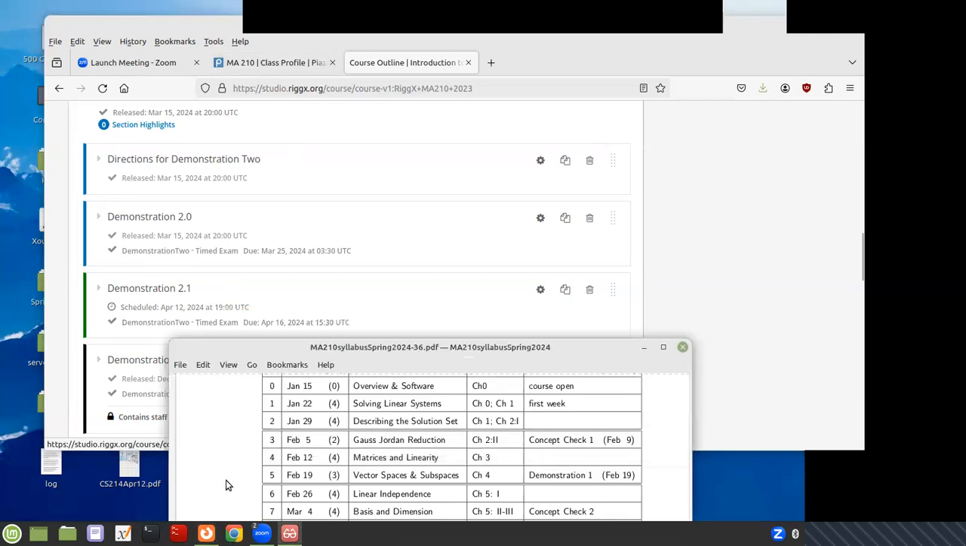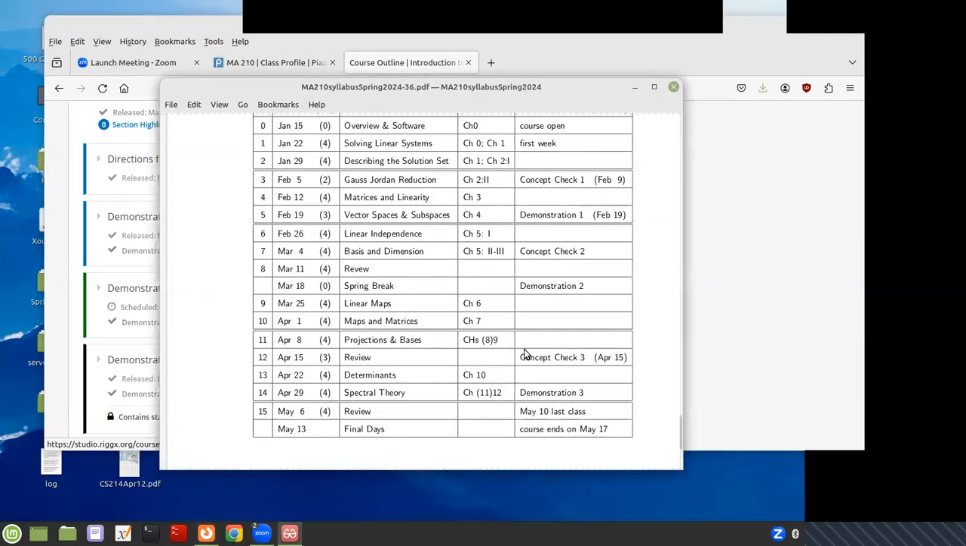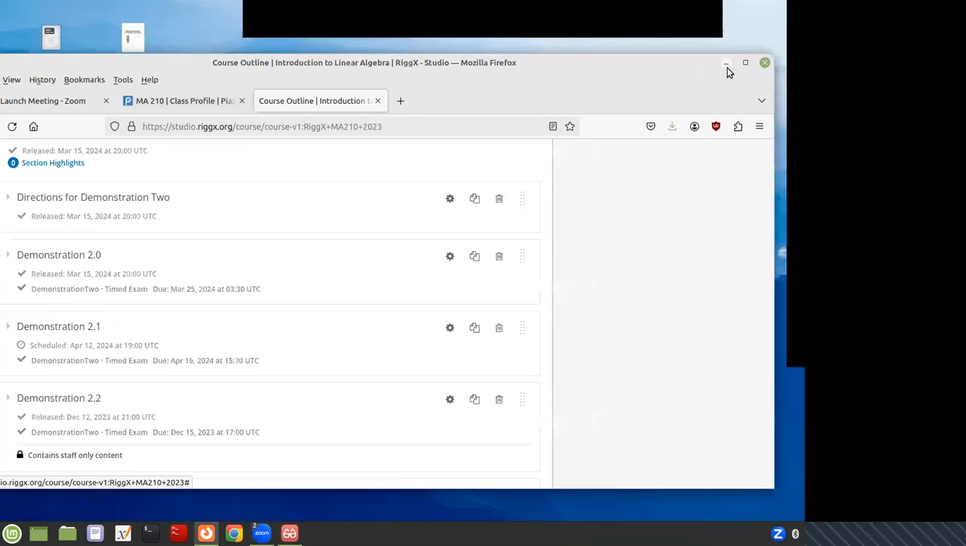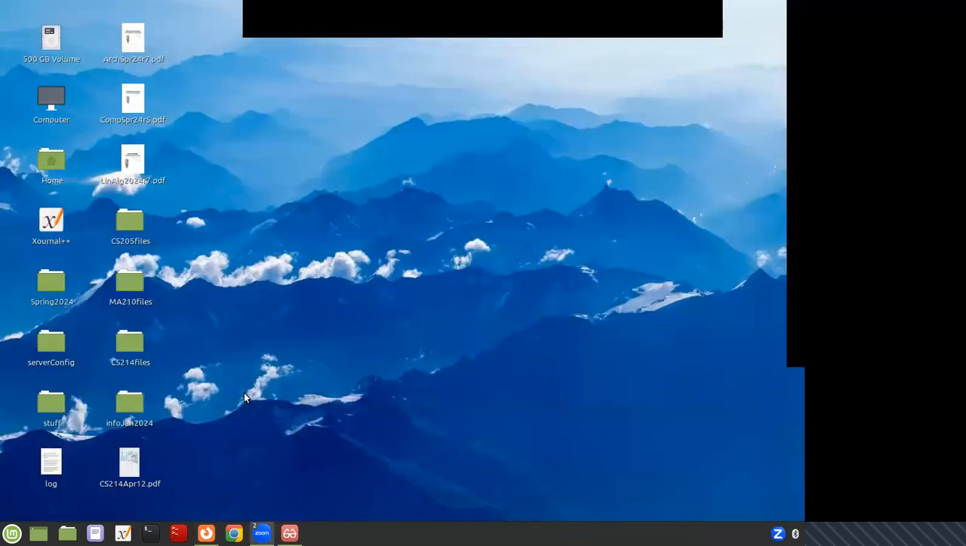Next week, we'll have our last concept check at the end of a review. Whatever we don't finish today, we can continue with on Monday. Then we have a review of everything, nothing new here. And the following week, we start our last topics of determinants and spectral theory, which are eigenvectors and eigenvalues. That's the mechanics of what's going on.